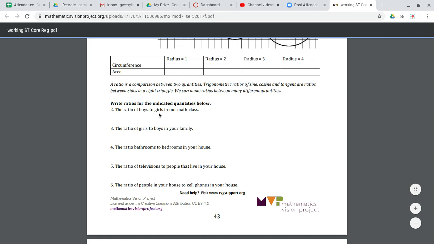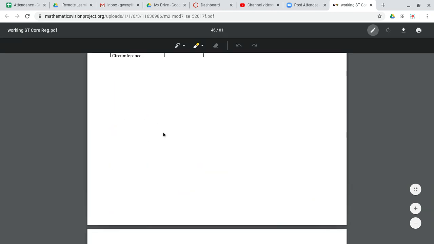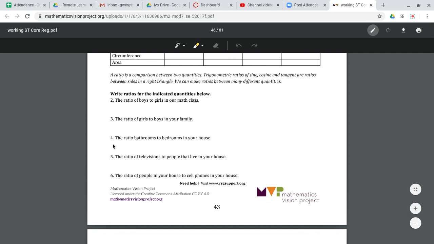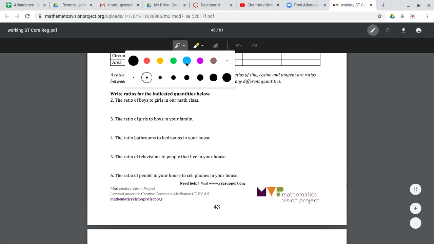So the ratio of boys to girls in our math class, the ratio of boys to girls in your family. So each one of these, the first one you guys should all have the same because it's about our math class. But 3, 4, 5, and 6, those are going to be specific to you. So make them specific to your life and situation. So I'm going to do number 4 with you, the ratio of bathrooms to bedrooms in your house. Well, in my house, I have 2 bathrooms.